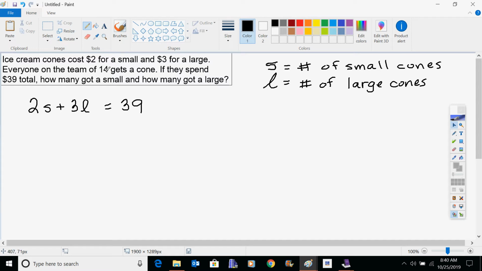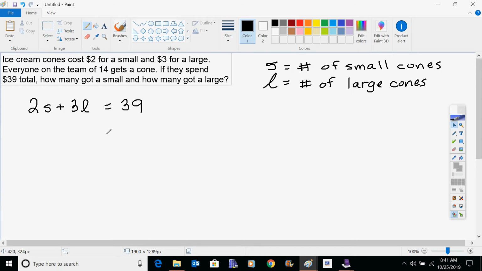Okay, just real quick, we have 14 players. Each one of them gets a cone, so that means we have 14 cones. Here's the number of the small cones and the number of large cones. And we have 14 cones. So I think you guys are overthinking it. We have this many small ones and this many large ones. So altogether we have how many?